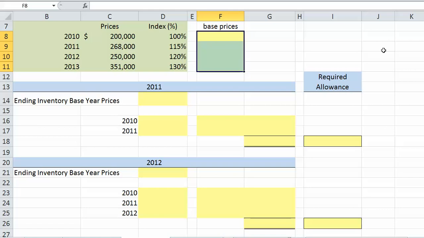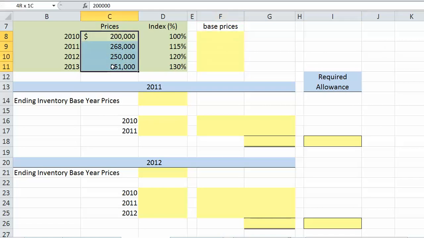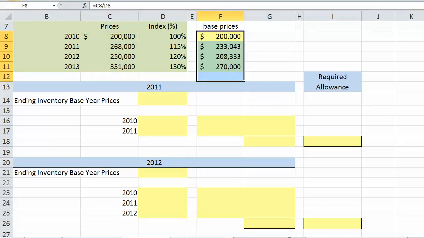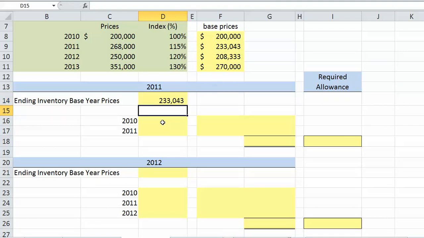Let's go ahead and take a look at the logic required to build our dollar value LIFO inventory worksheet in Excel. The first step, of course, is to convert our end-of-year inventory prices, which are in current values, into base year prices by dividing by the price index. Once we've converted our inventory to base year prices, let's go ahead and build out our layers. In 2011, end-of-year inventory in base year prices is $233,000.